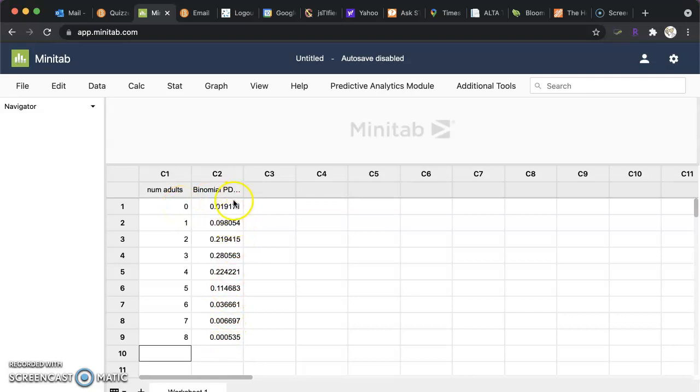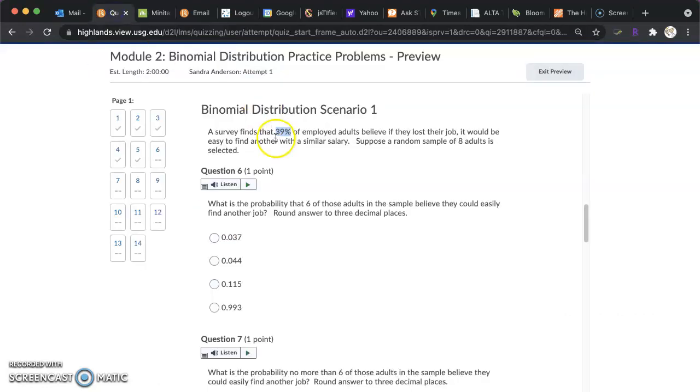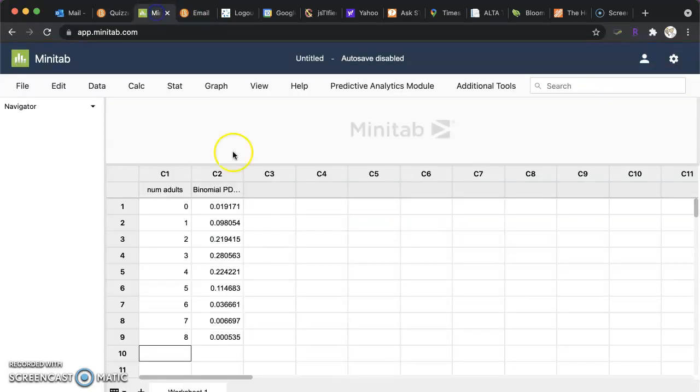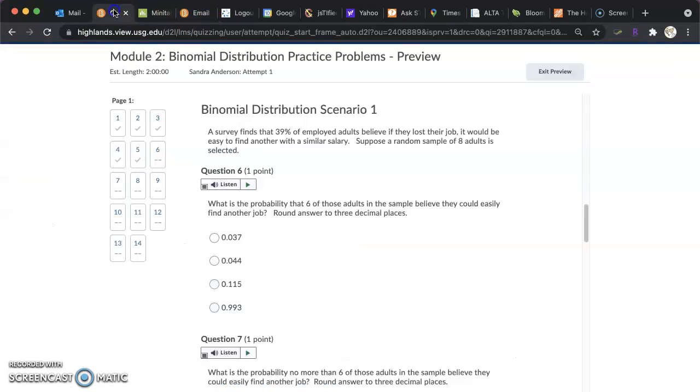So let's go answer just a few of these problems. What is the probability that 6 of those adults? Go find the 6 and round your answer to 3 decimal places. 6 of them is 0.0366, so rounded to 3 decimal places, 0.037. So I'm going to answer 0.037.